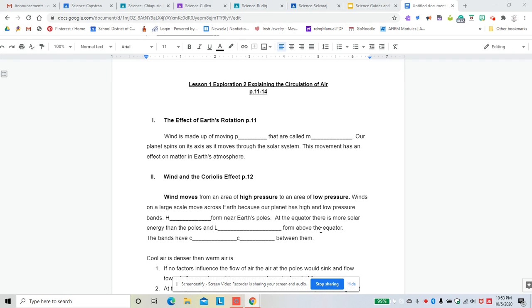Okay, we're going to skip the demonstration, and you have two things to fill in from page 11. When done, turn to page 12.